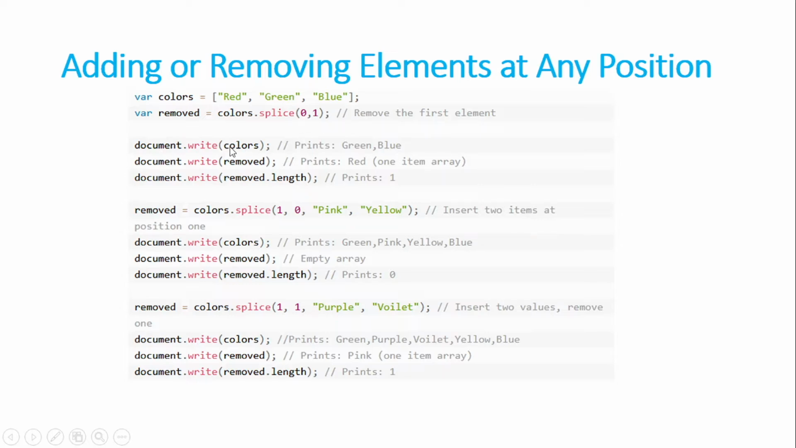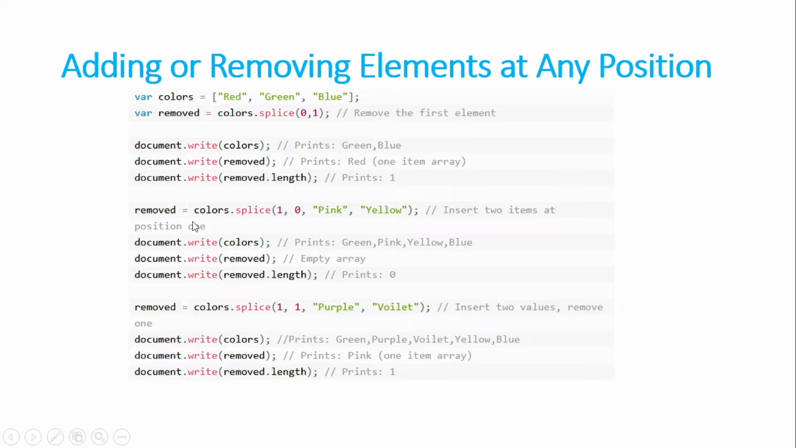And now you can see when we log out this colors array, you will see only 2 items are there. The first item is deleted now, and the item which is returned to this removed variable is now printed as well. And if we count removed.length, only one item is removed because we specified 1 here.